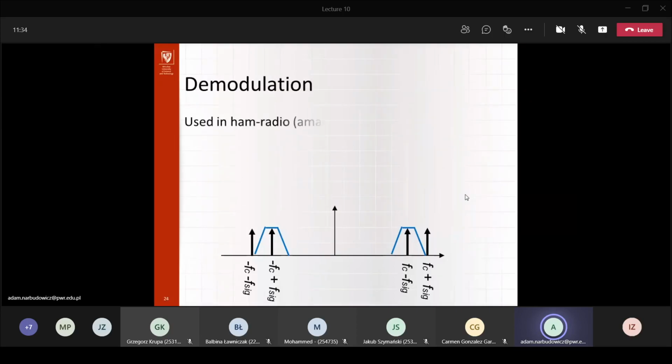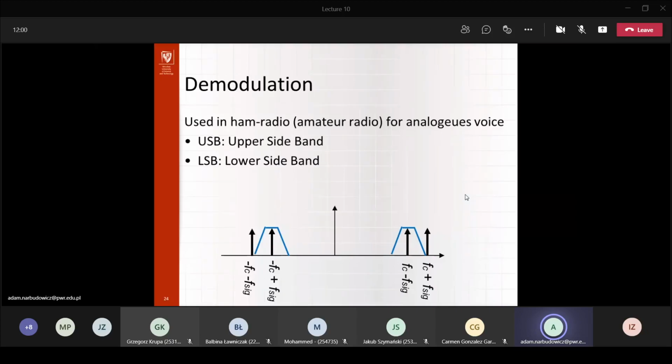So this approach is used pretty much in amateur radio, especially for analog voice. And the obvious advantage here is, as mentioned, that you require half the bandwidth for transmitting the same information. And as you might imagine, there are basically two types of this modulation: the upper sideband modulation and lower sideband modulation.